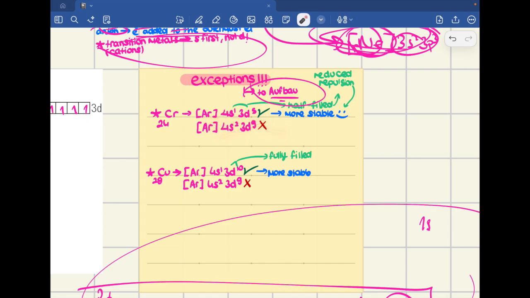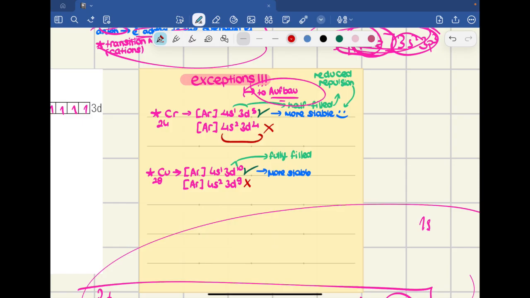Oh, I think I might have written it in an incorrect way. Let me just check. I guess, yes, I did. Okay, it has 6, so now this is correct. This is what you would expect from chromium according to the Aufbau principle. The lower energy level would be filled first, and then you would have 4 additional electrons in the valence shell of 3D, in the 3D sublevel.